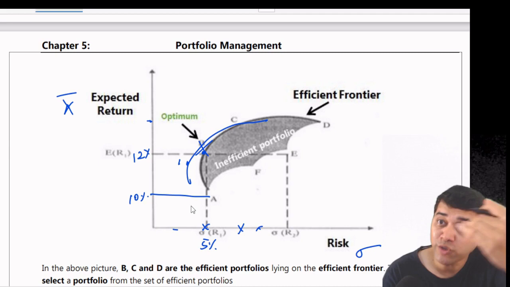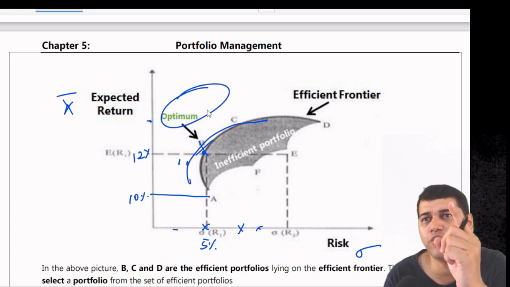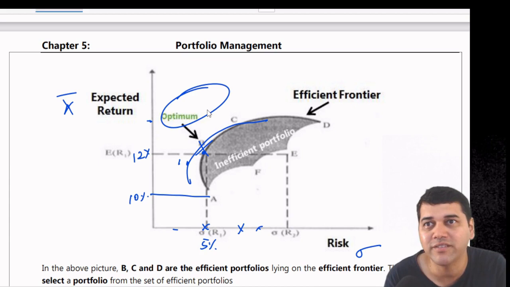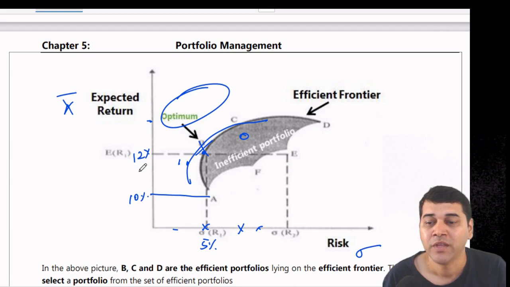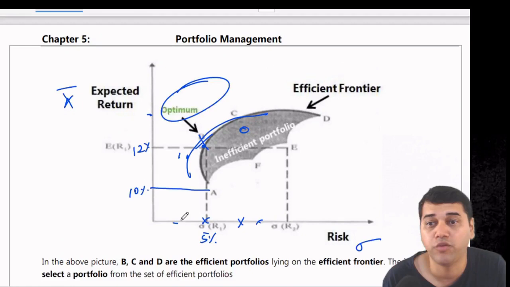Who should I include? Who should I not include? If you find any single portfolio above this line, go and buy it immediately. Why? Because it increases the portfolio return at reduced or the same risk. And if you have any portfolio sitting below, go and sell it immediately. Don't hold them. Followed, no? So in the above picture, B, C, D are the efficient portfolios, and among those, B is the optimum.